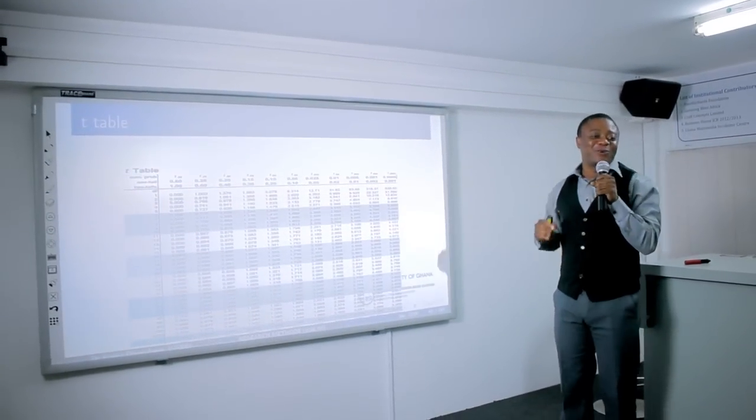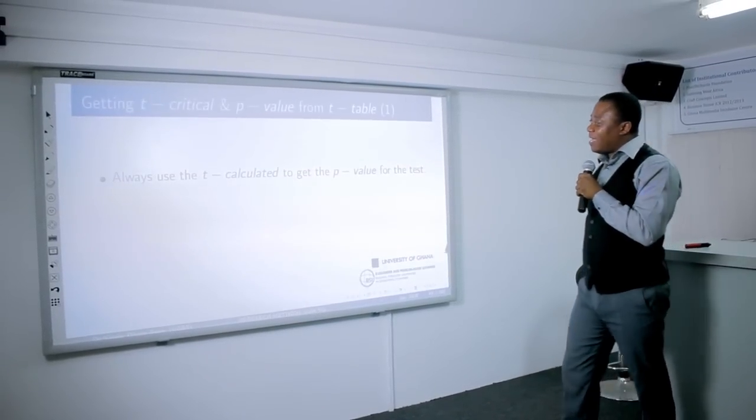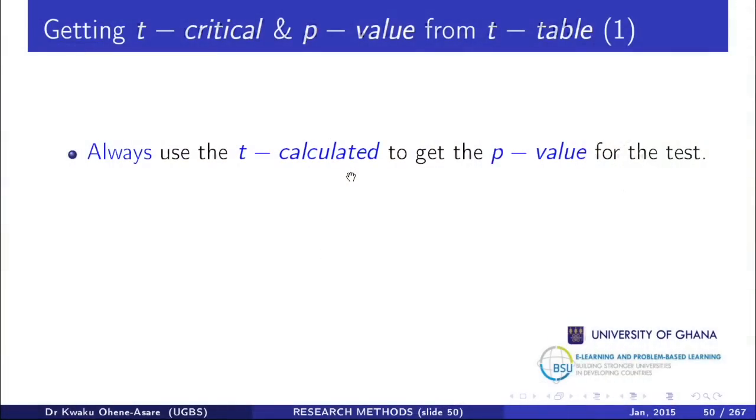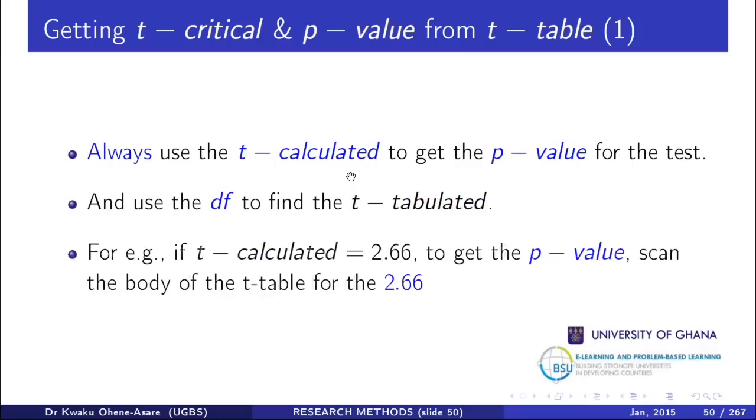What a joy to set the whole scene this way. Please remember, always use the t calculated to get the p-value. And remember, use the degrees of freedom and the alpha to find the t tabulated. So let's get an example right now, a very quick, easy example.